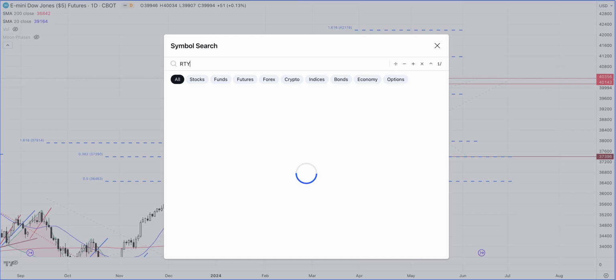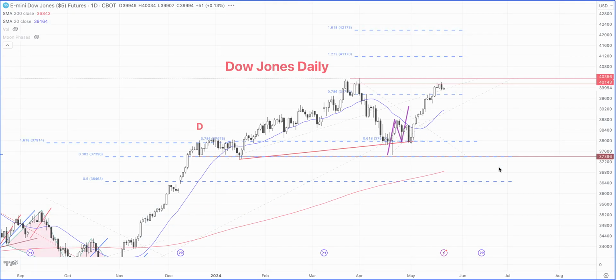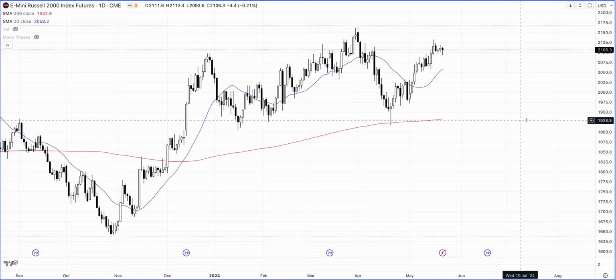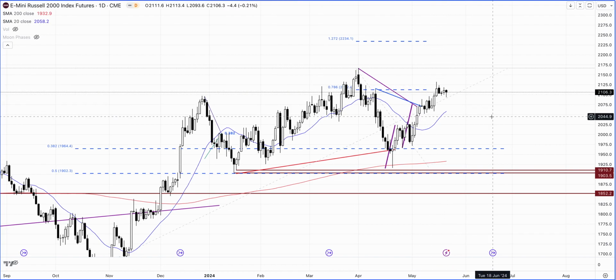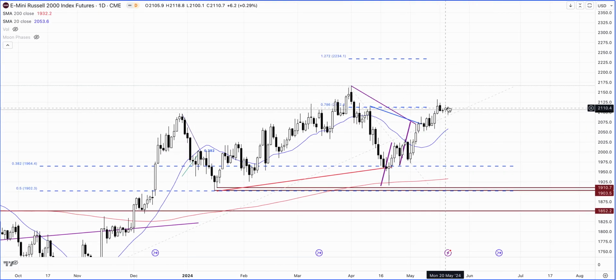Now, last but not least, Russell 2000 small caps. Small caps keep on closing below the 78.6% retracement, and it's been doing that for a number of days. So it's a little bit concerning now, but maybe it's just going in a wedge sort of pattern formation.